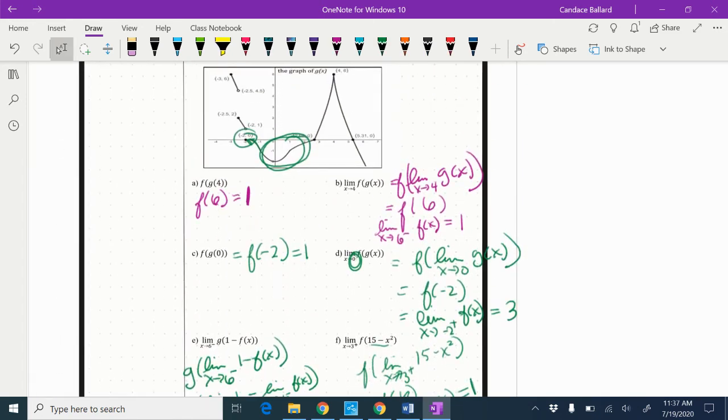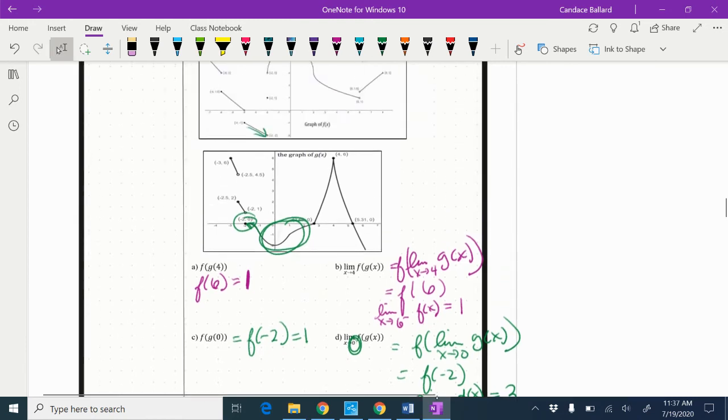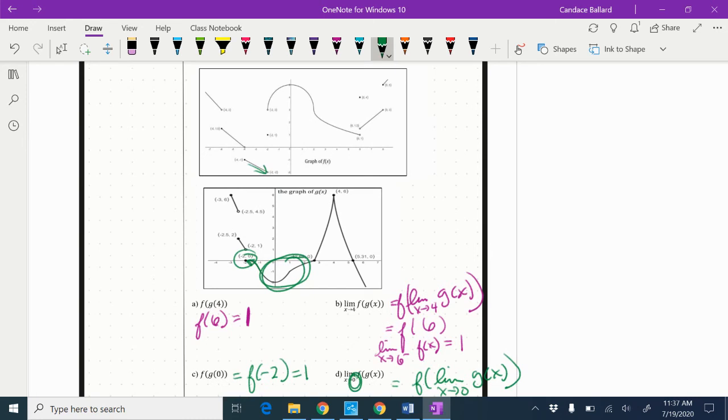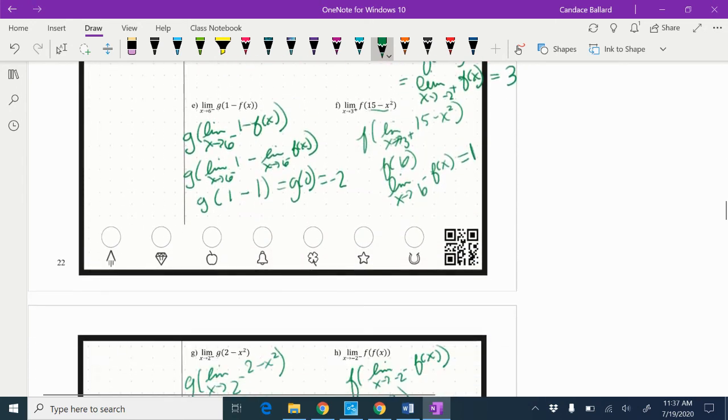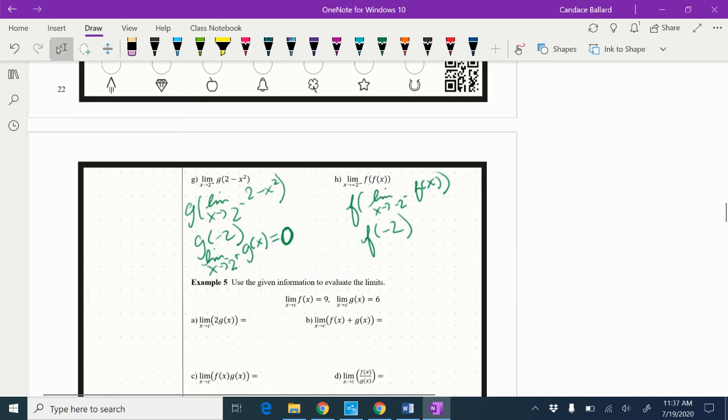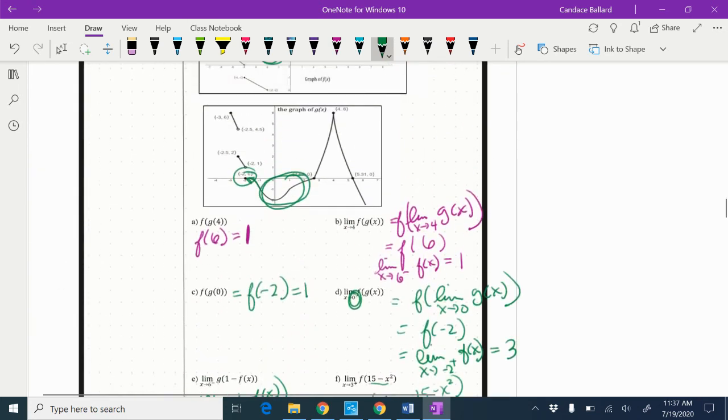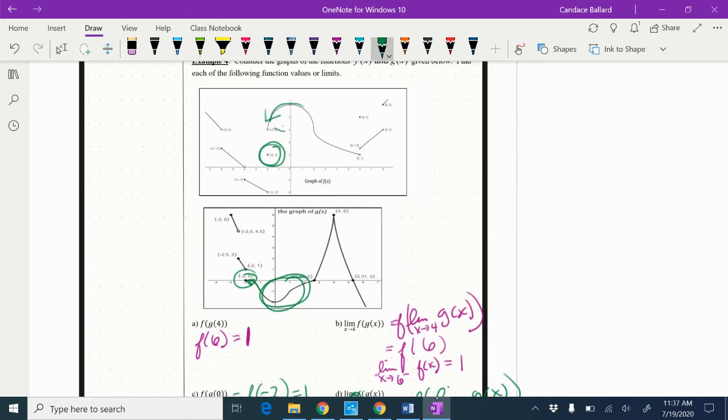And then if we look at that, we realize that, again, there is a break in the graph at 2. But because I have a value here, I'm above it. So that means I want to look at my limit from the right side this time, because that's where I actually have an existence. So limit as x approaches -2 from the right of f of x. And that value is at 3.